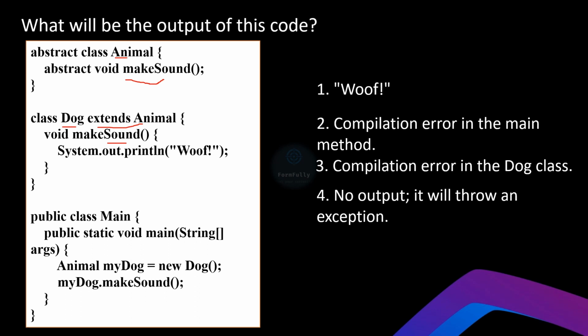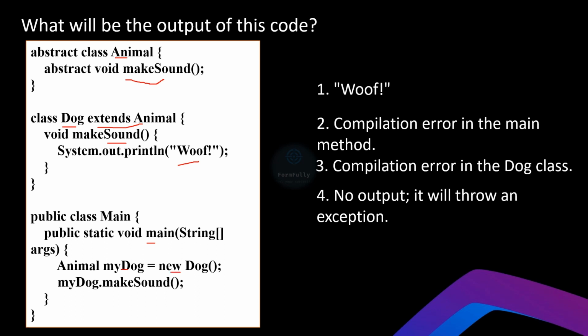Then inside the dog class, there is an implementation of the make sound method. In this case, the make sound method of the dog class simply prints woof to the console. Coming to the main class, we have the main method. This is the entry point of our Java program. Inside the main method, we create an instance of the dog class and store it in a variable myDog.